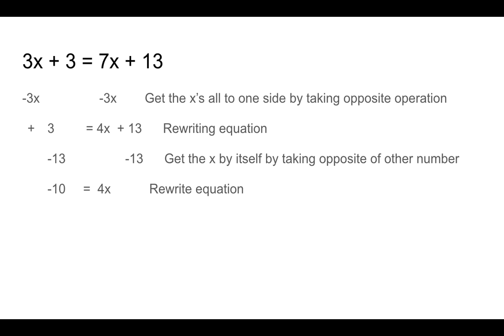Then I just rewrite my equation. So I've got negative 10 equals 4x because I did 3 minus 13 gives me negative 10. The 4x just moved down.